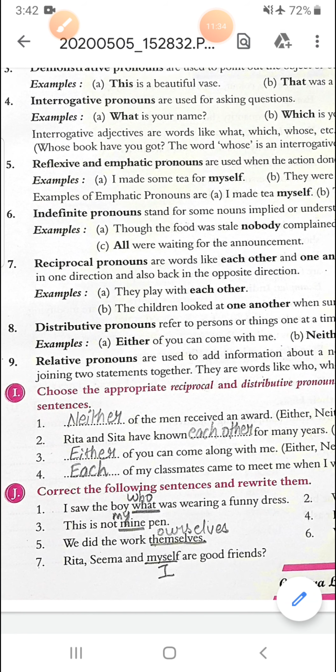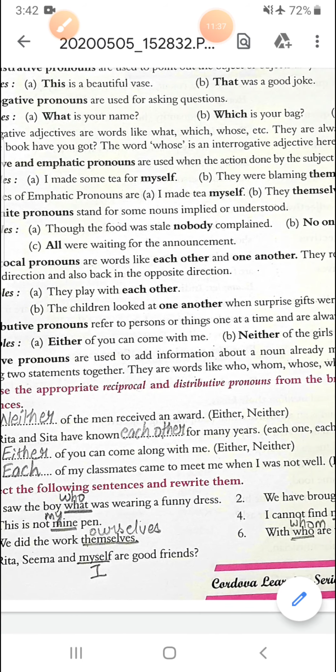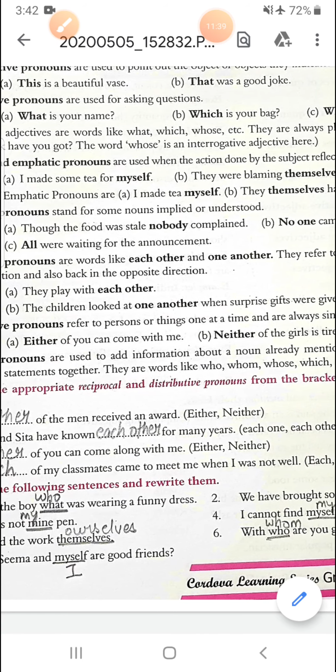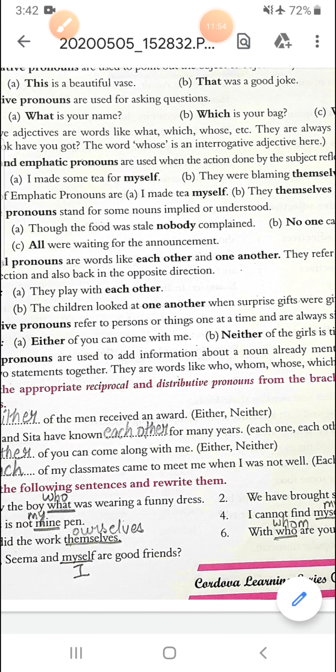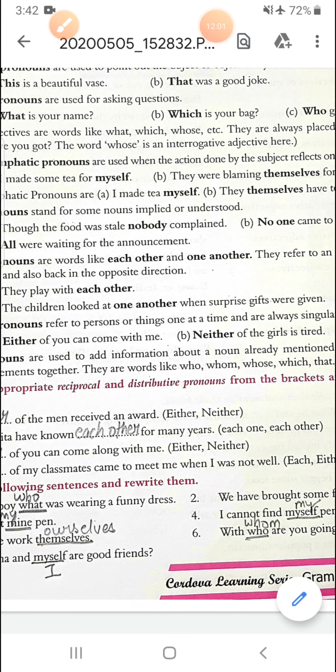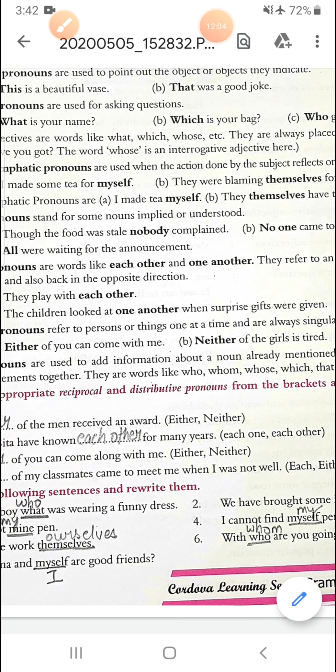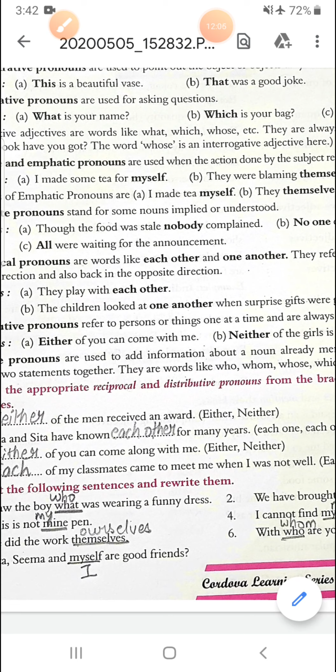Distributive pronouns refer to persons or things one at a time and are always singular. Examples are either, neither, each. What are the examples? Either, neither, each. We are referring to a single person or a single thing one at a time. We have to choose, we have to refer only one, and they are always singular. You cannot use eithers, neithers. You can't use it that way.